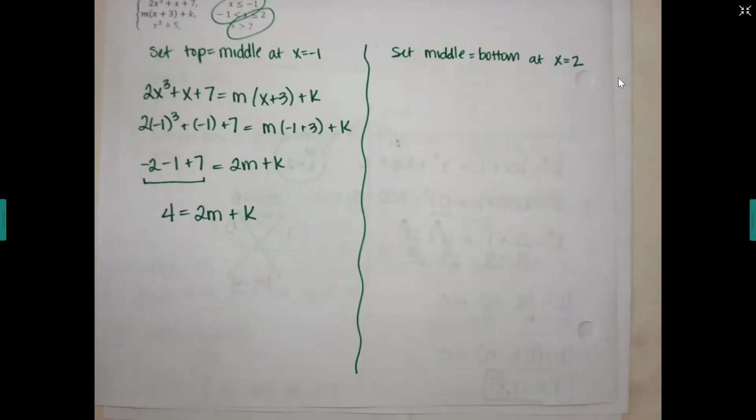So -1 to the 3rd power stays a -1 and then you times it by 2.